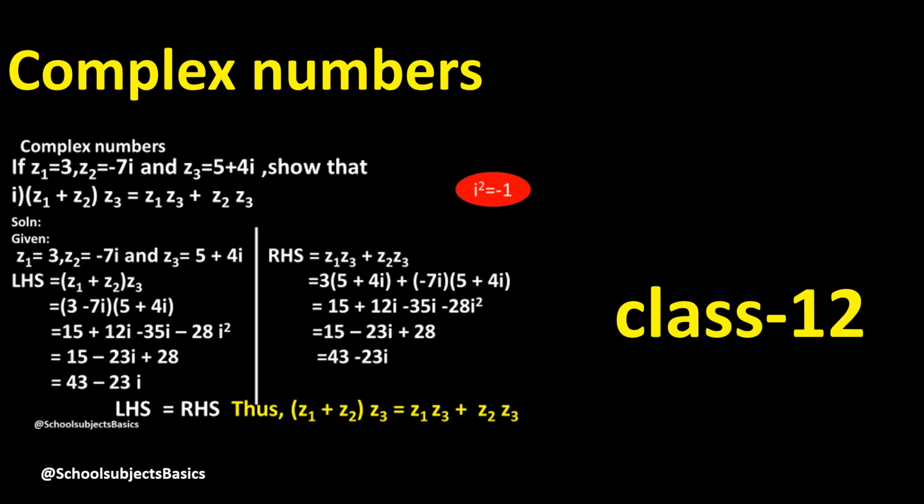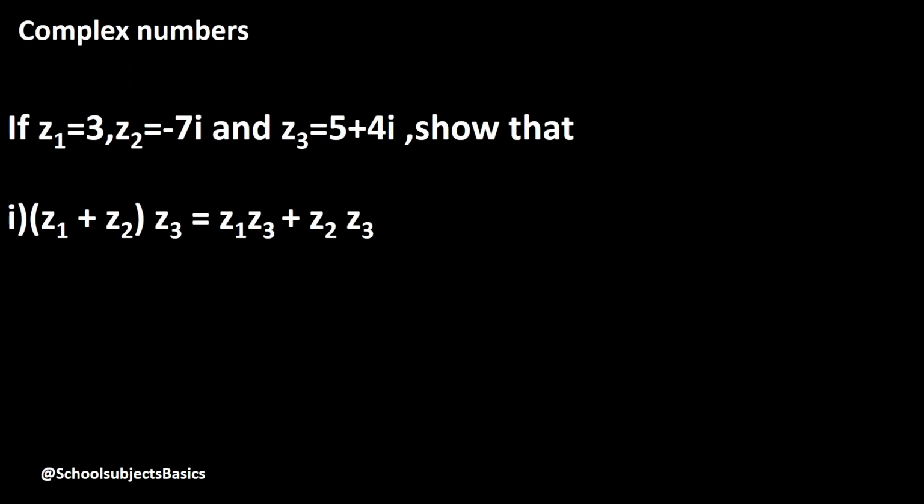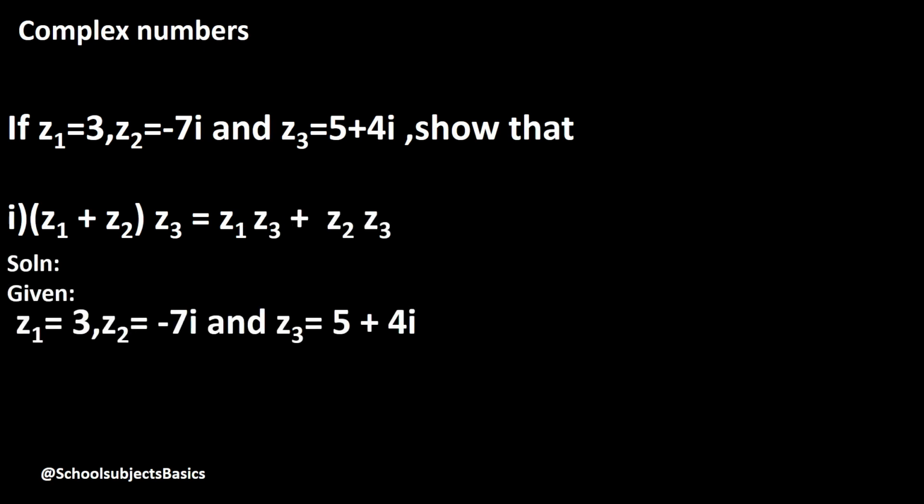Hello students, in this video we can understand a simple problem in complex numbers. So let's go into the question directly. If z1 is equal to 3, z2 is equal to minus 7i, and z3 is equal to 5 plus 4i, show that (z1 plus z2) into z3 is equal to z1 into z3 plus z2 into z3. So we have to solve this and find whether the LHS is equal to RHS, that is, left hand side is equal to right hand side.